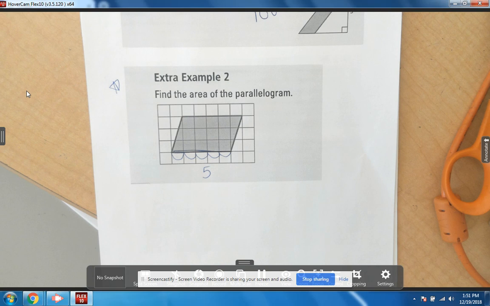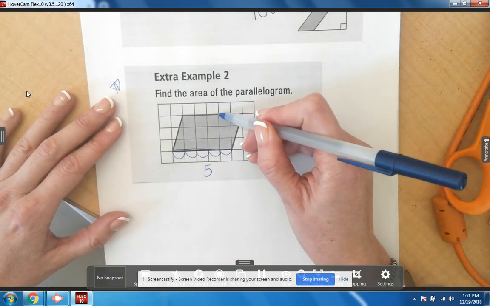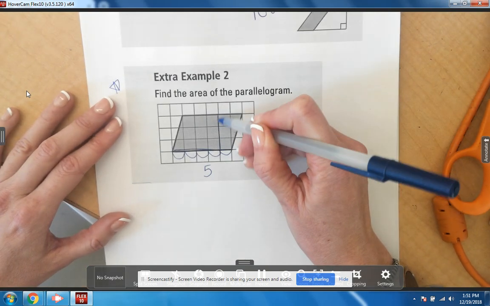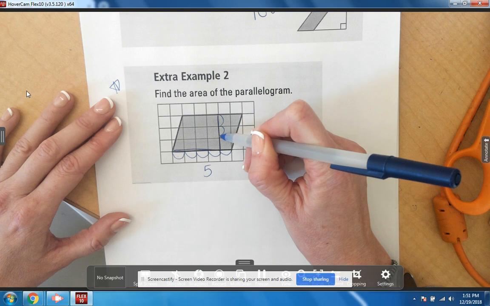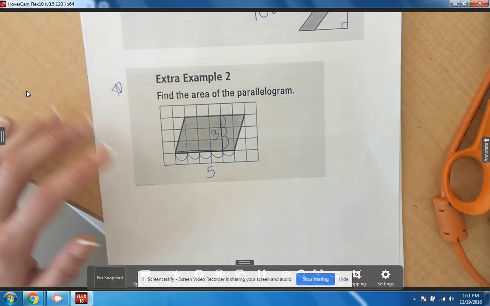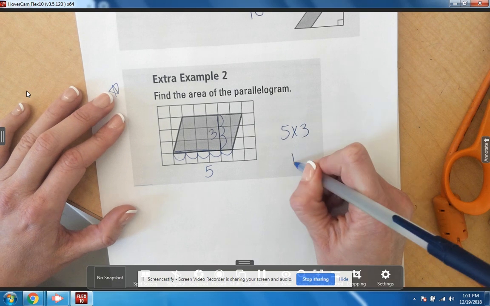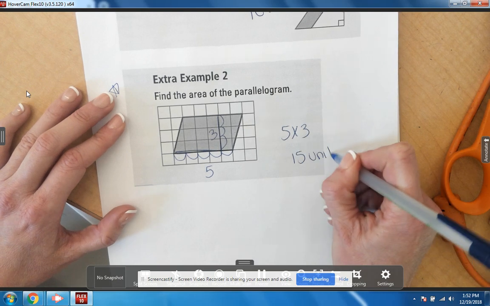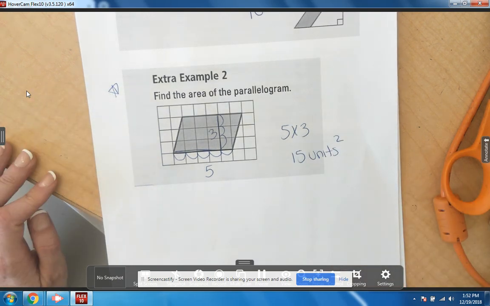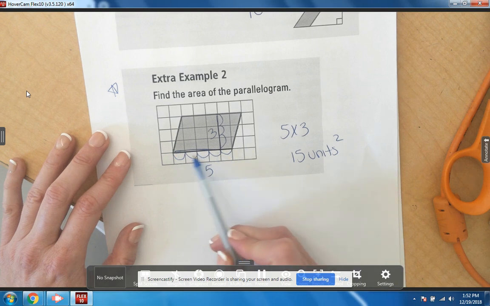And now my height has to make a 90-degree angle from the top to the bottom. So I could just draw a line right here and count my loops. That's 3. So my base is 5, my height is 3, and then 5 times 3 is 15 units squared. Or you could put a U with a 2 over it. So draw loops and then count how many.